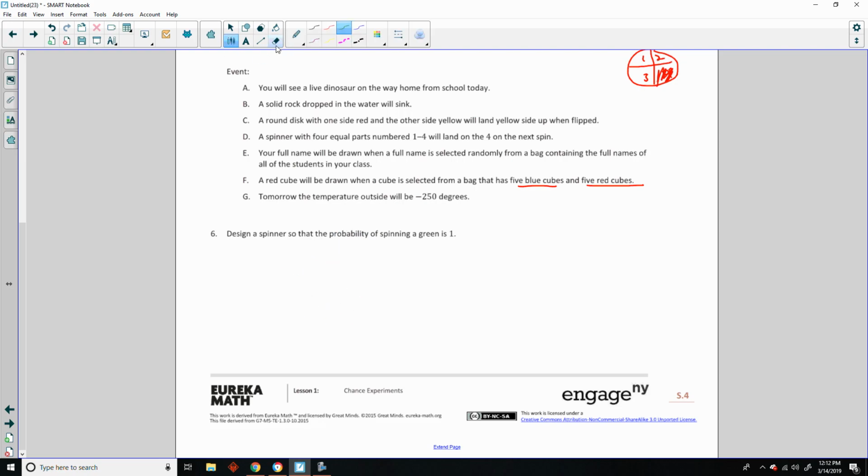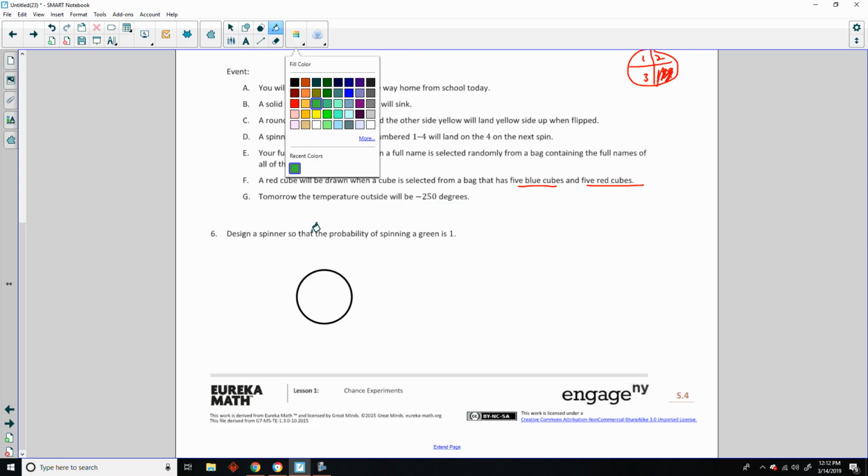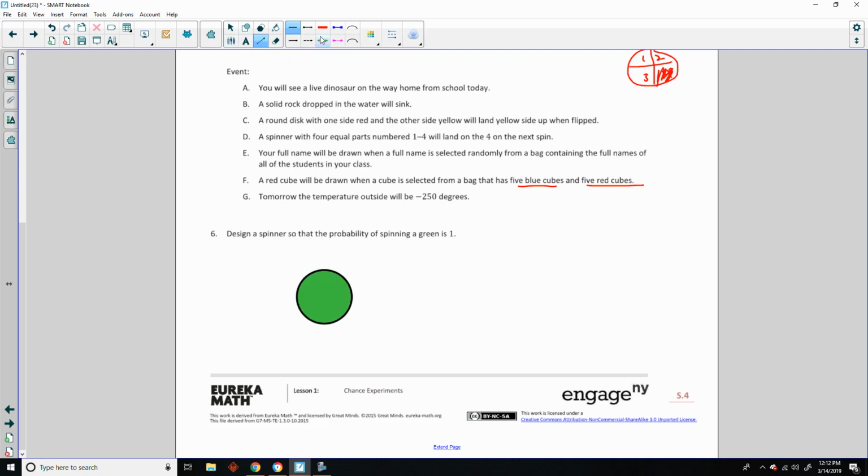Okay, so let's create a spinner. Let me use my fancy shape recognizing pen. Wow. Okay, and then I want it to be shaded green. Okay, and then I need a spinner. Okay, so there's my spinner. Design a spinner so the probability of spinning a green is 1. I don't care if there's lines in between here or not. You spin that thing, you're going to be landing on green.